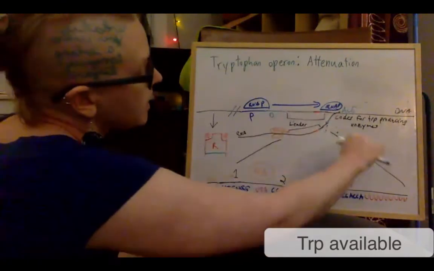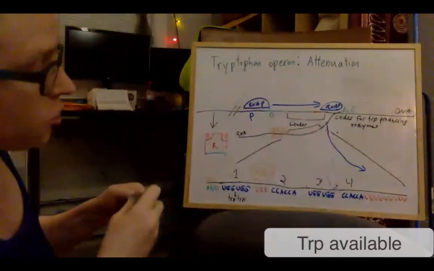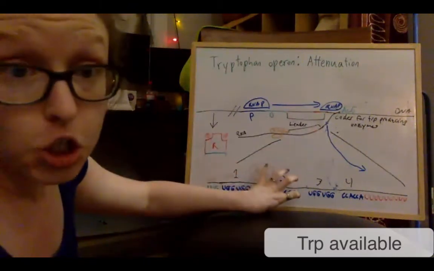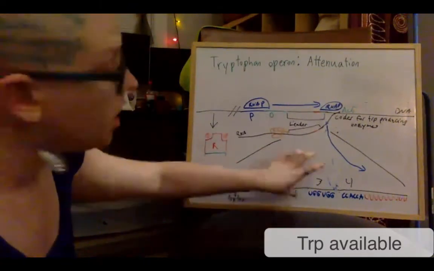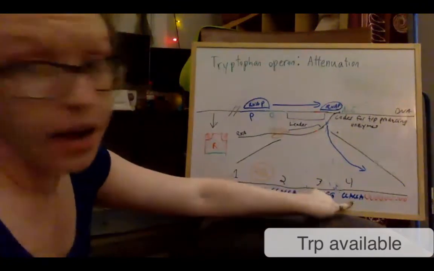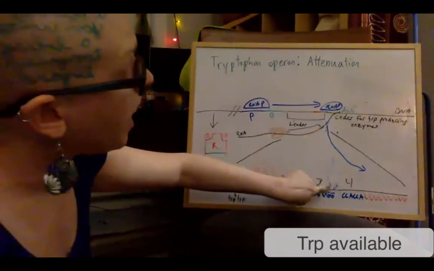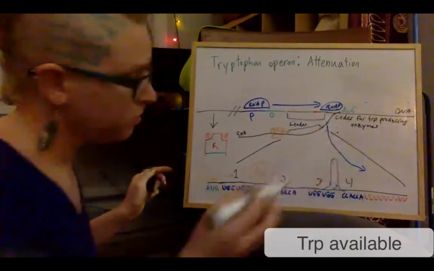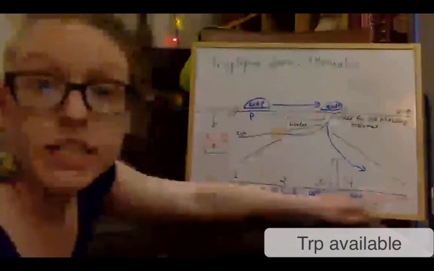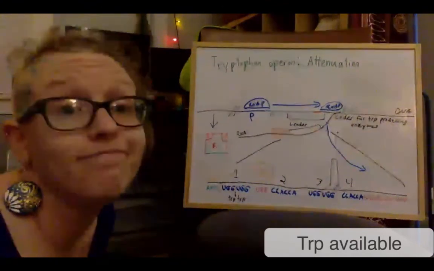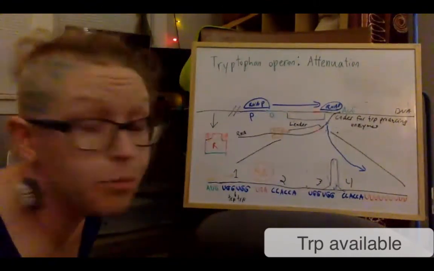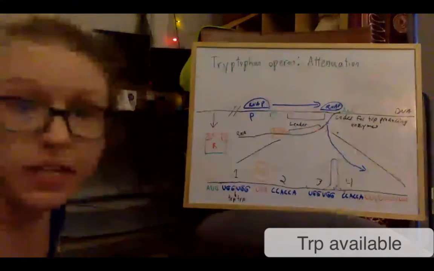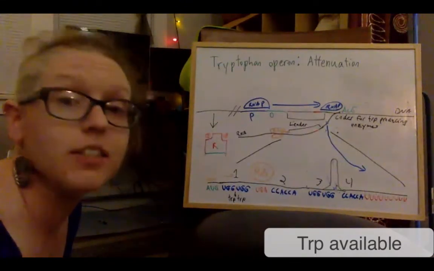The RNA polymerase is going to keep going and transcribe 4. 2 and 3 are not paired because the ribosome is blocking 2. It's on 2, essentially. So 3 and 4 are going to pair, and they're going to create a hairpin loop. 3 and 4 are a hairpin loop now. And right after 4 is a U line. This hairpin loop followed by a lot of U's, we've seen this before. It means that it's going to stop transcription.